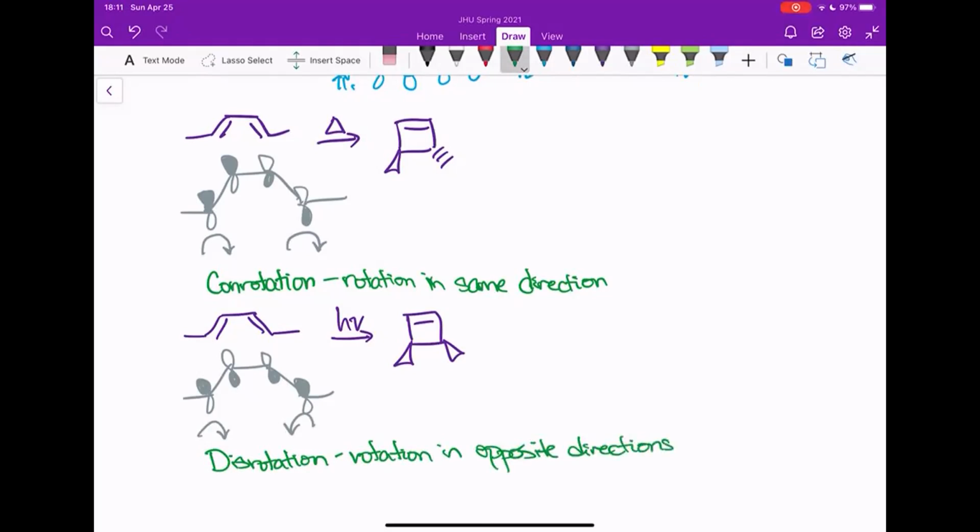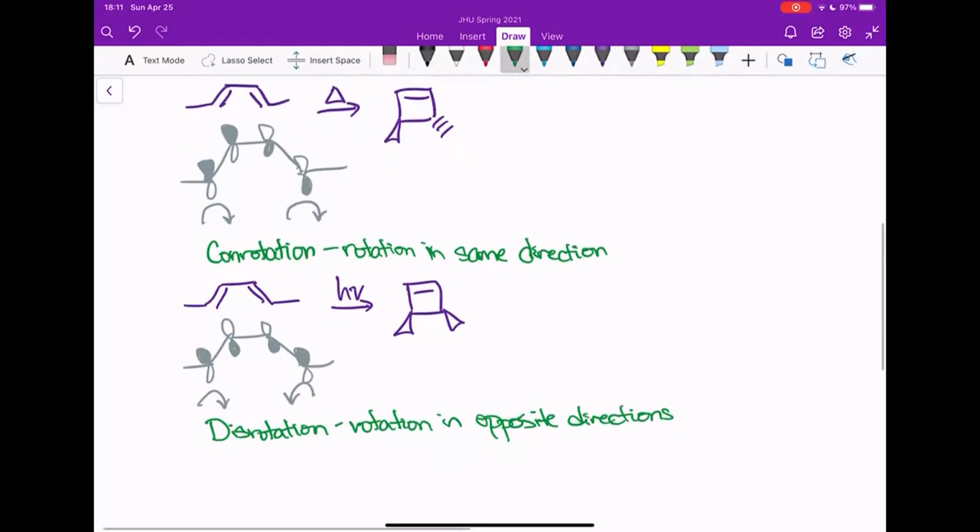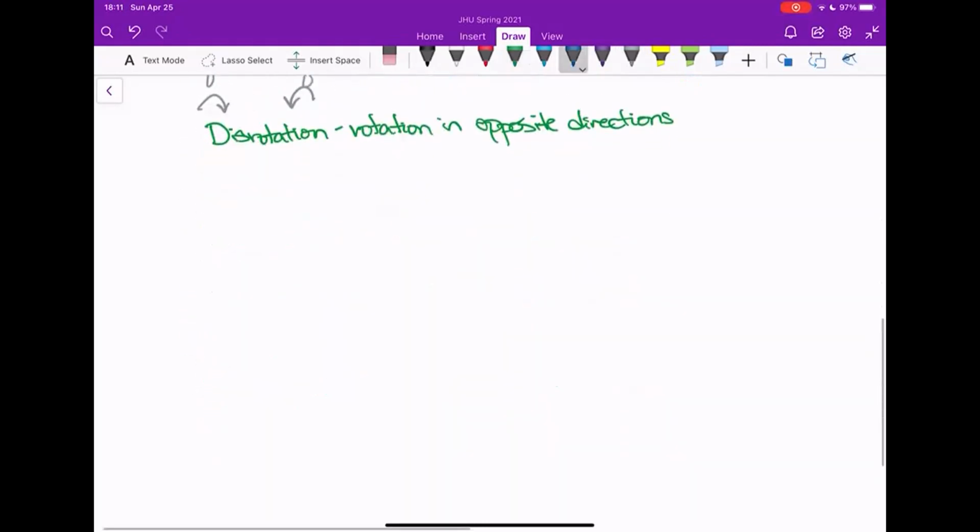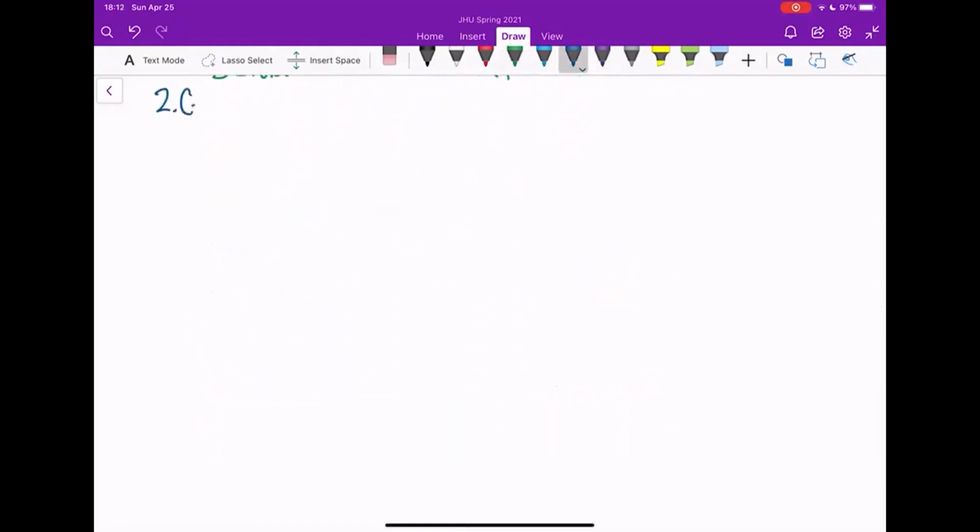Okay, cool. So that was just a brief overview of electrocyclic reactions. I'm going to keep moving if there's no questions on that. Okay, so the next type of pericyclic reaction that you guys went over is cycloaddition. So there are two types of cycloaddition that you guys want to consider.